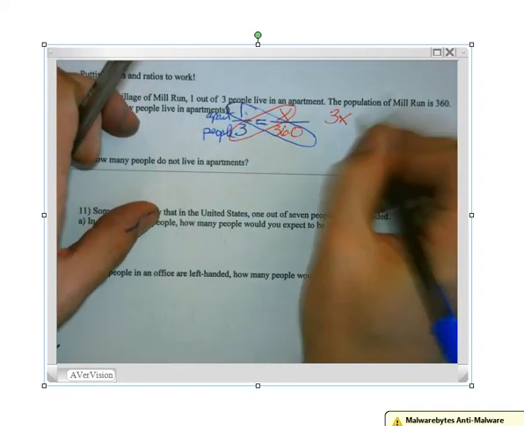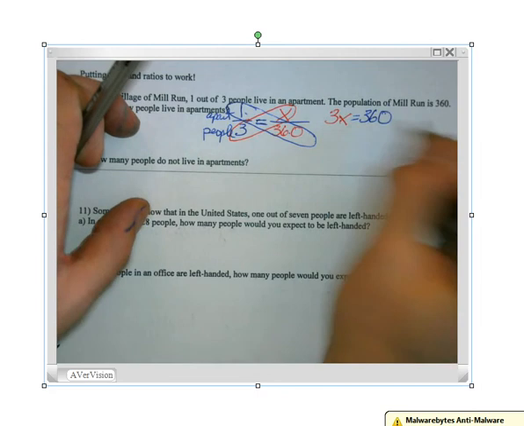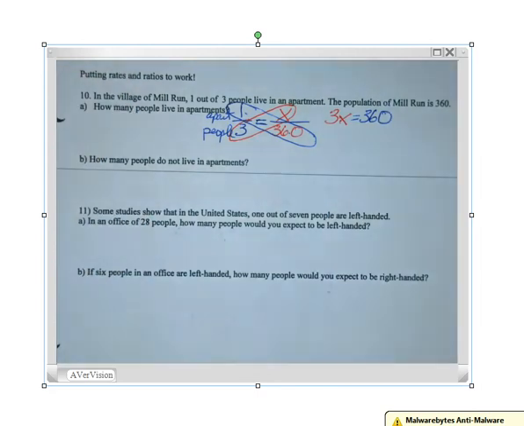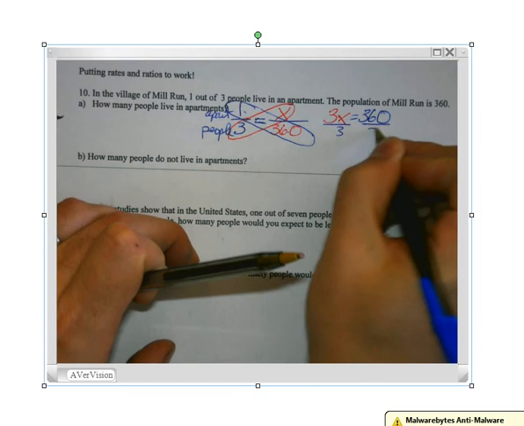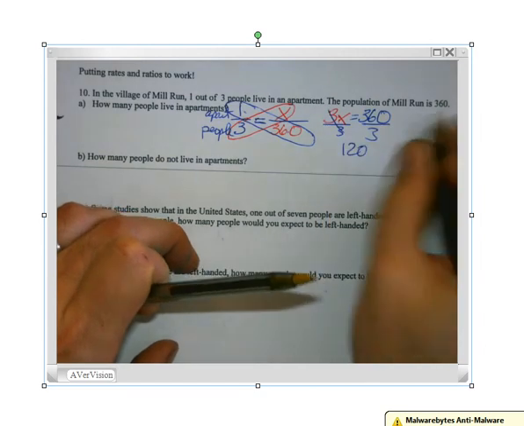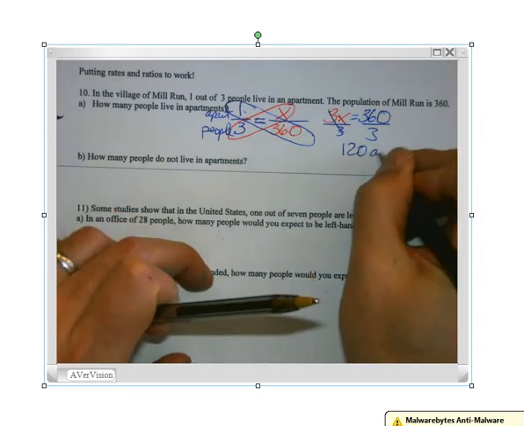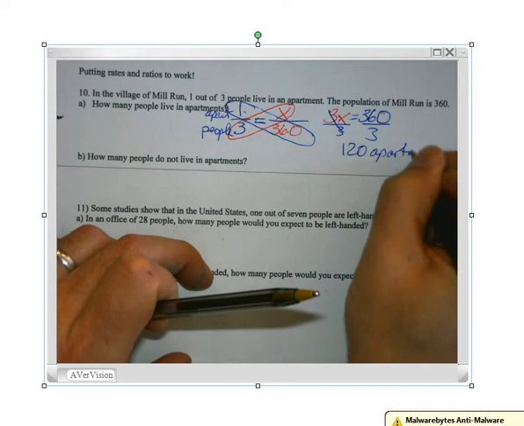1 times 360 is 360. I have different colored pens. Okay? So I have a one-step equation now. What's the one step to get x alone? Divide by 3. And I know Alice has been telling me this forever, but that's okay. 120 people live in apartments.